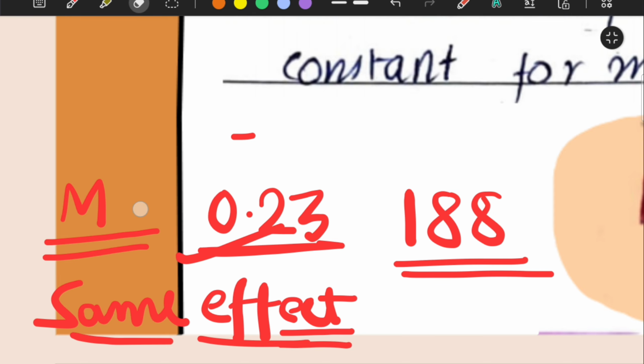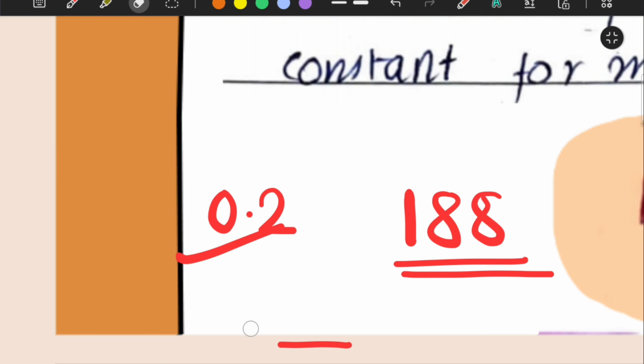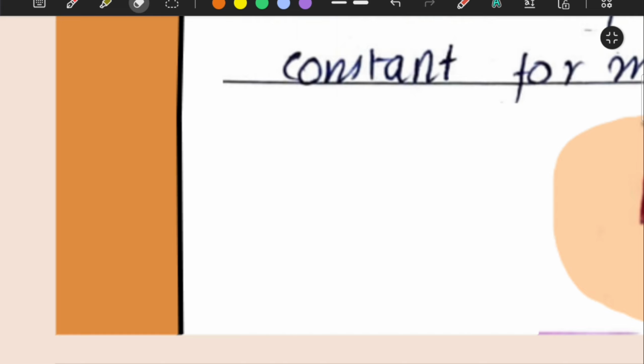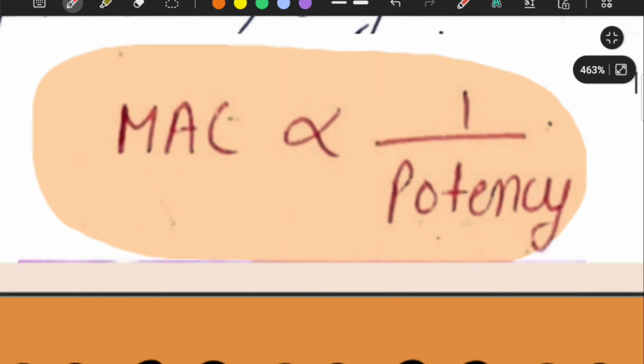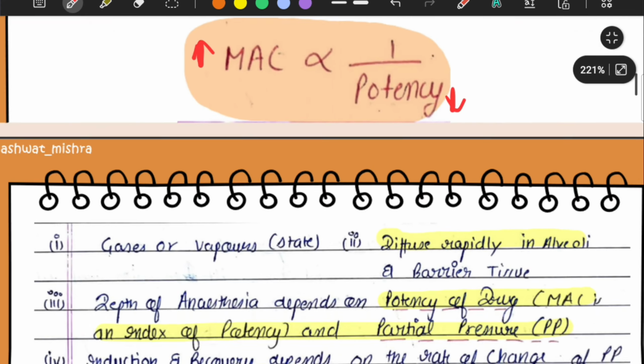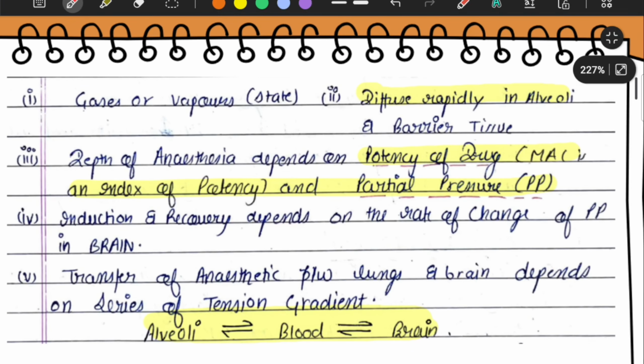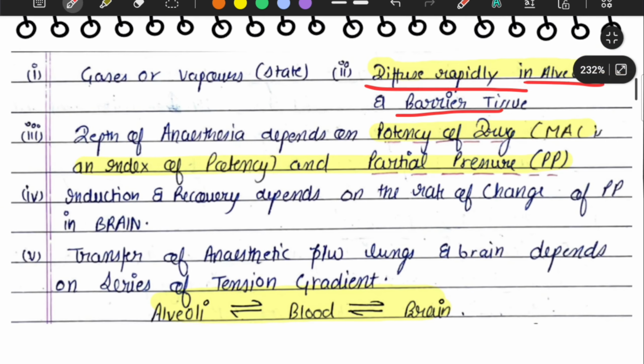So I hope you are understanding this correlation between the MAC and the potency, which is inversely proportional. If more concentration is required, the potency of the drug would be less, and vice versa. Okay, so let us discuss more about what a gaseous anesthetic should do. It should diffuse rapidly into the alveoli and the barrier tissues. There are two parameters on which the depth of anesthesia depends. The first parameter is the potency of the drug, which is the MAC value, and the second is the partial pressure of the drug.